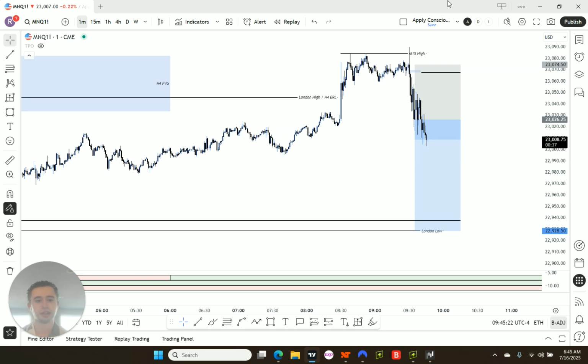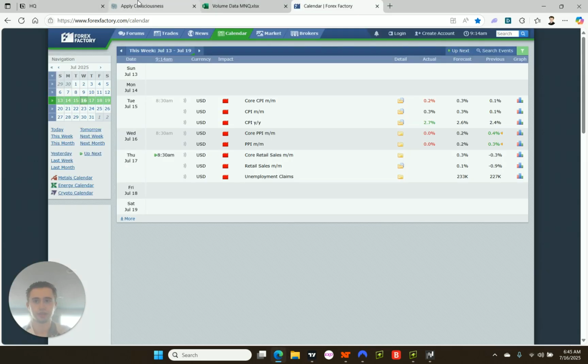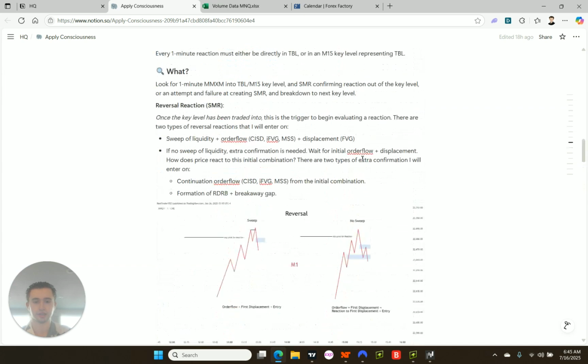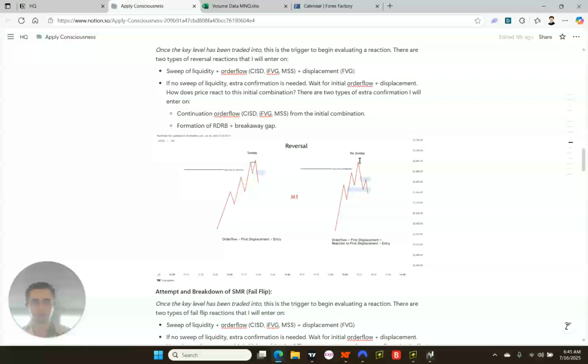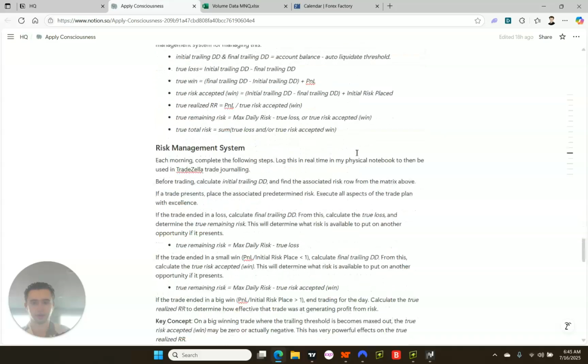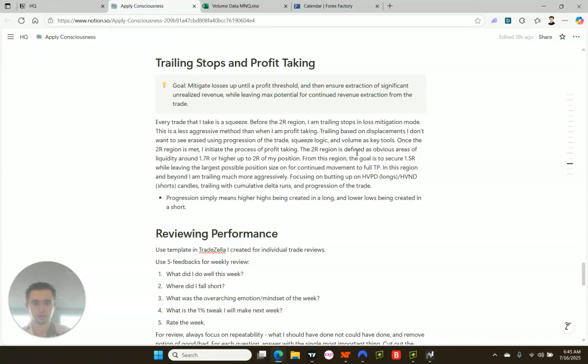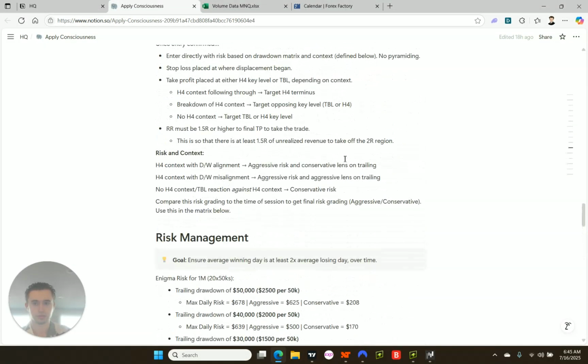In any of these trades where there's this much alignment, I'm going to review my system, but I use a more conservative lens in which I trail. So, let me see. Yeah. Aggressive risk and conservative lens on trailing. That's where we're at right now.